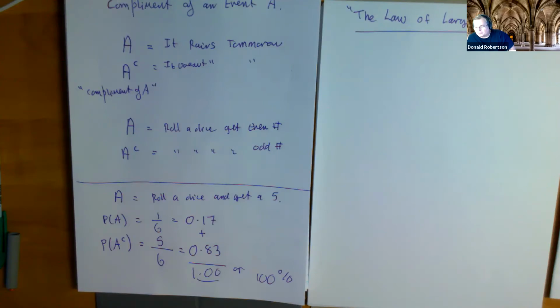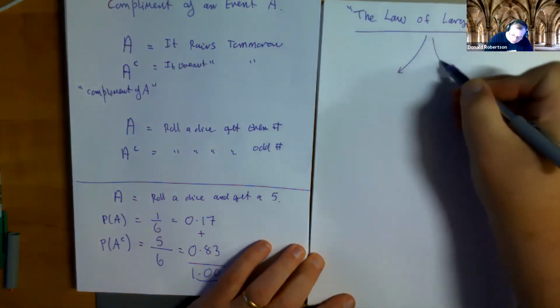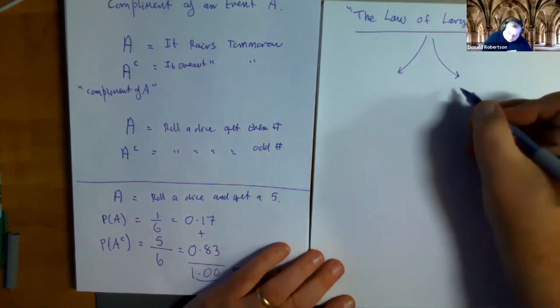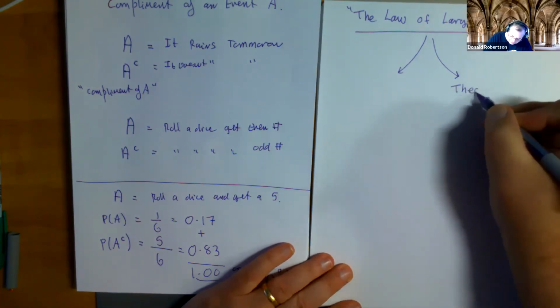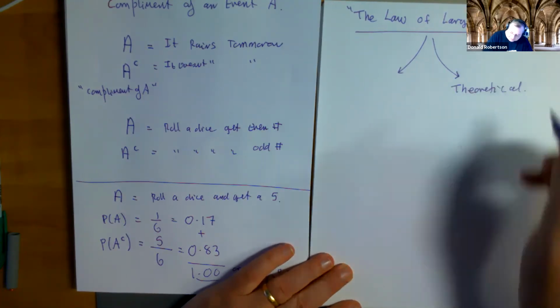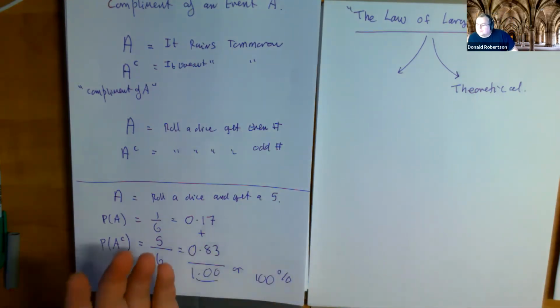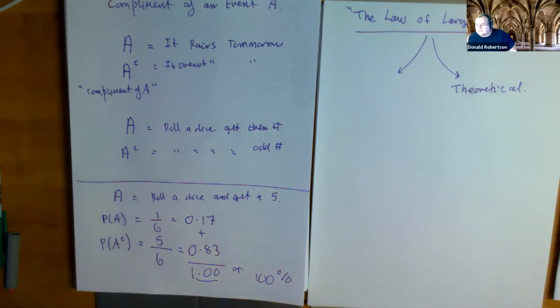Can you see why it's probably called the law of large numbers rather than the name I just gave it? And it is a very simple concept. It basically boils down to this. There are two different situations where we look at probability. One side is theoretical. The theoretical ones are the ones we've just been doing. I roll a dice, what's the probability I get a 6? I roll a dice, what's the probability it's an even number? I throw 2 dice, what's the probability that I get a total of 6, right?